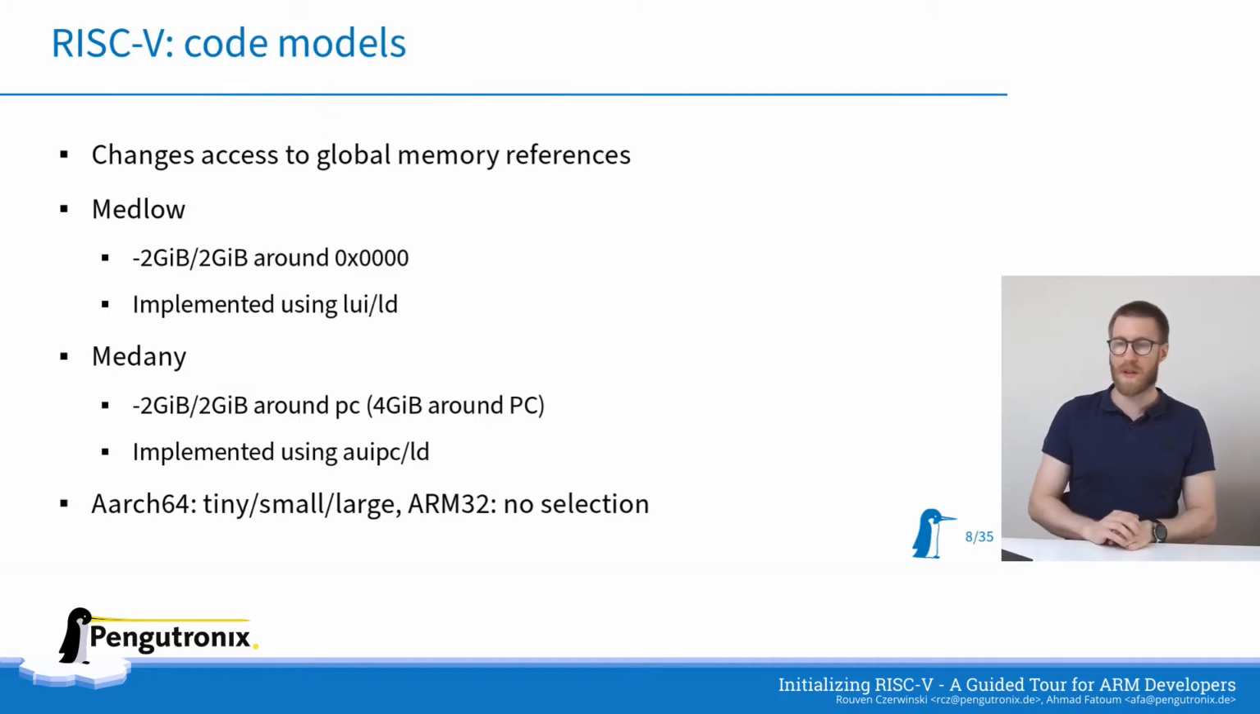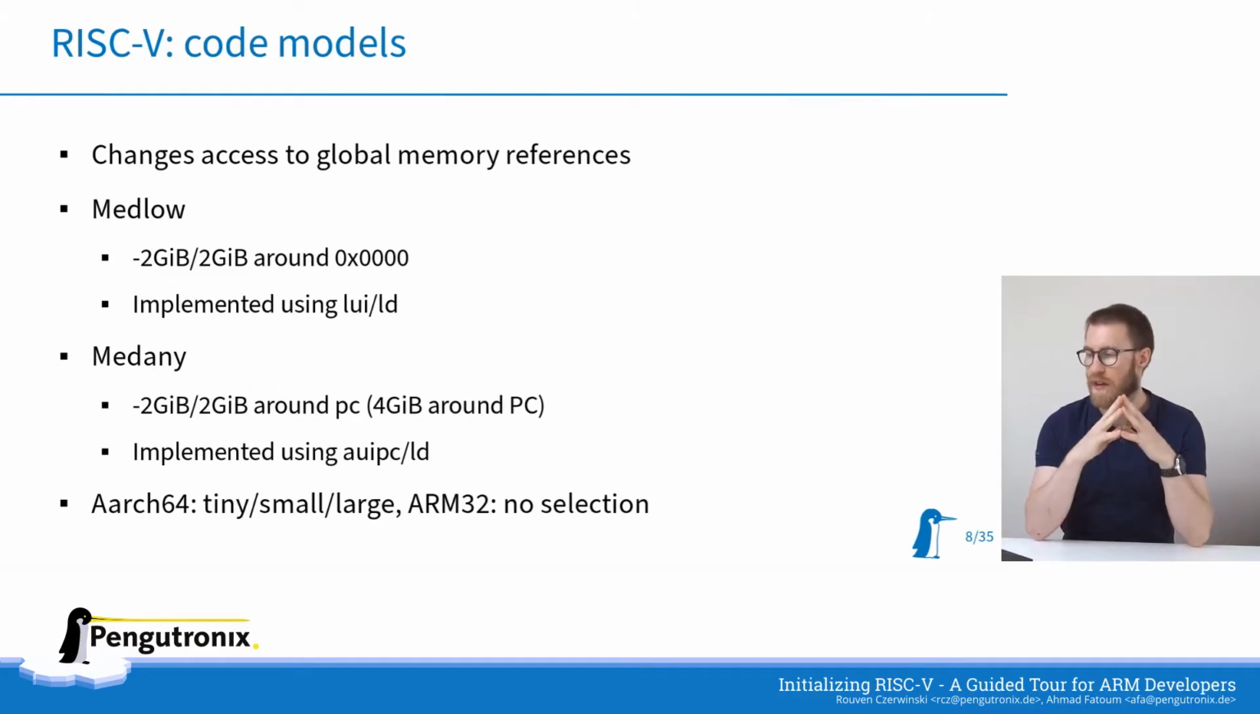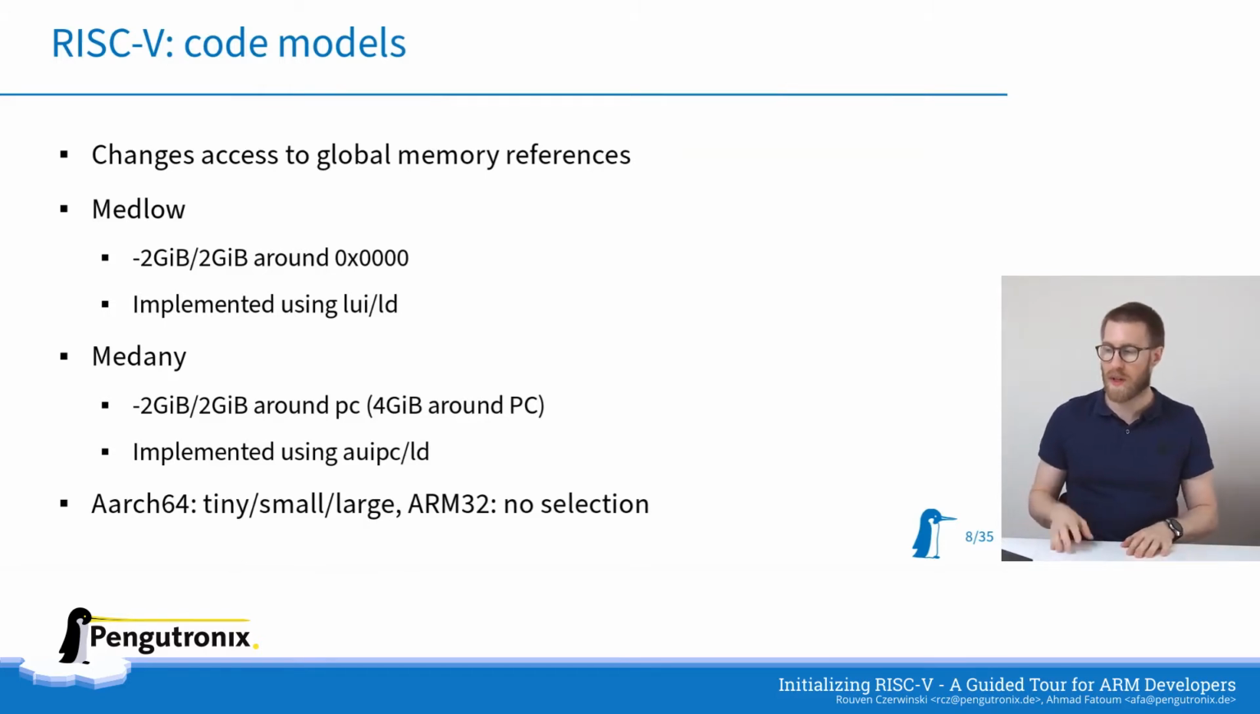Next up are the code models. The two code models available for RISC-V change how global memory is referenced within the code. There's the medlow code model, which expects that global symbols are within 2 gigabytes of the linker address, which is mostly 0. This is implemented by loading the global address into a register and then directly loading from the register.